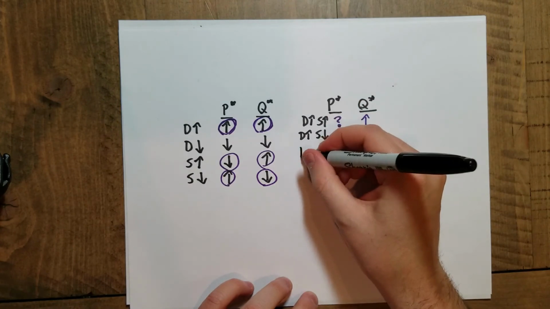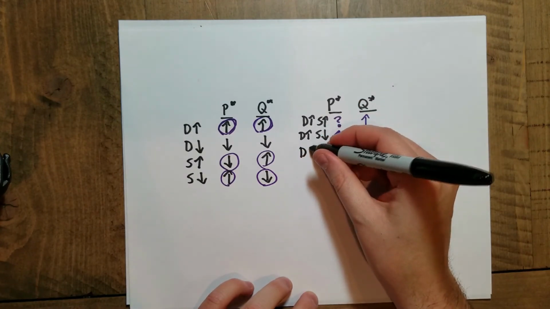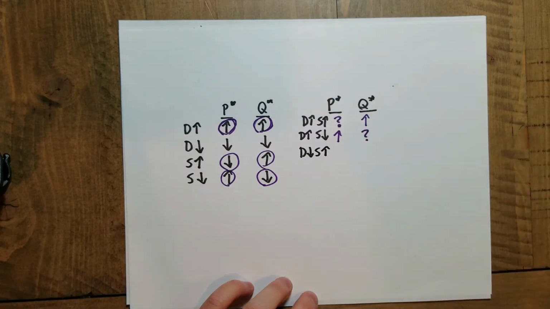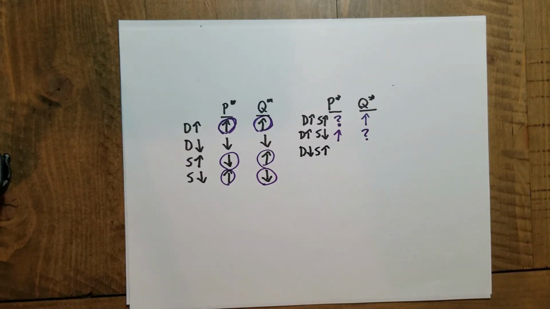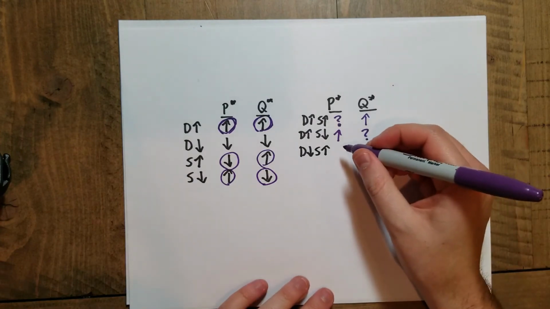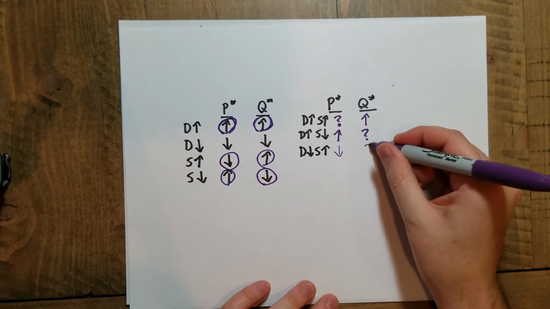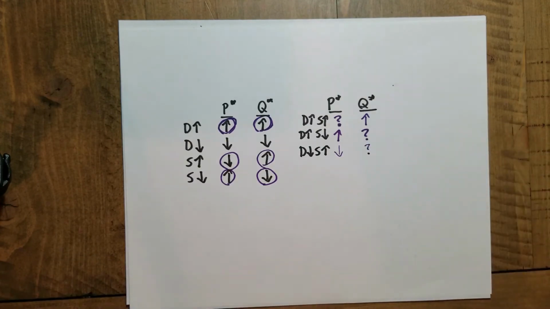How about when demand goes down and supply goes up? Okay, demand goes down, that tells us that price is going to go down. Supply goes up, that tells us the price is going to go down. Great. So price is going to go down. How about quantity? Demand goes down, quantity goes down. Supply goes up, quantity goes up. Those disagree, so we don't know. I'm going to put another question mark there.